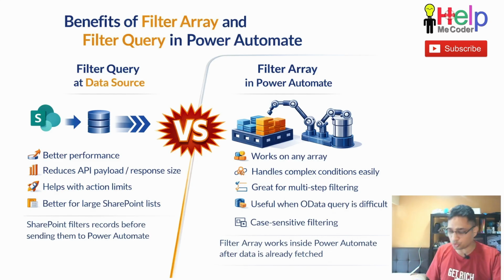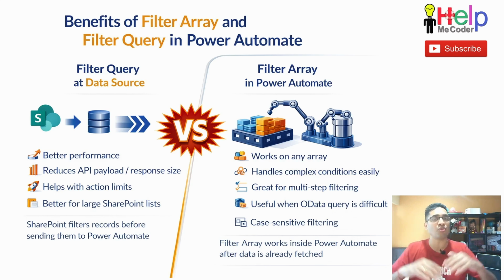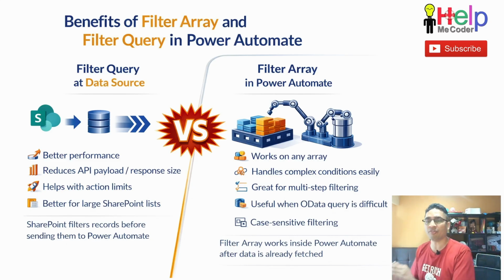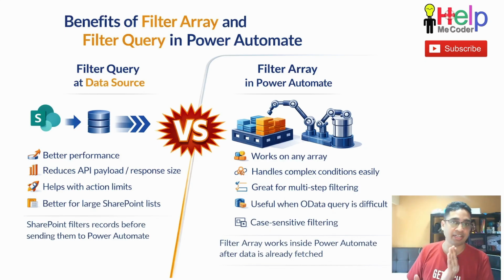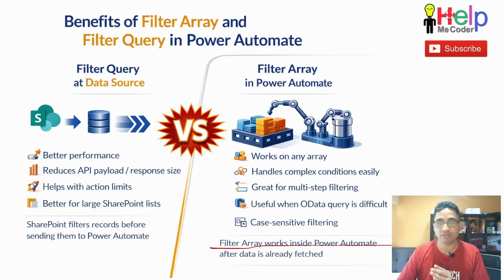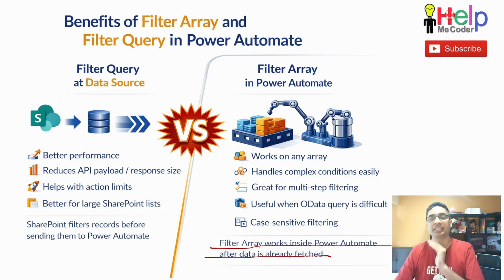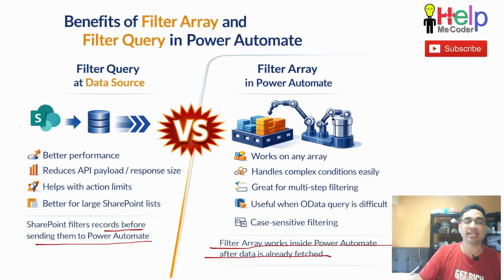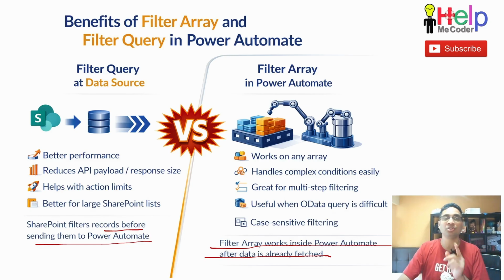If filter query is used, then later if you want to do further filtering, filter array is the next step. But the underlying pinning point is that filter array works inside Power Automate after data is already fetched. So that is the key point. Filter array works inside Power Automate after data is fetched, and filter query works before sending data to Power Automate. So before you get the data, that is where you need to use filter query.